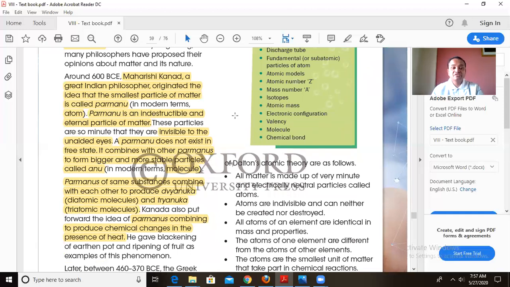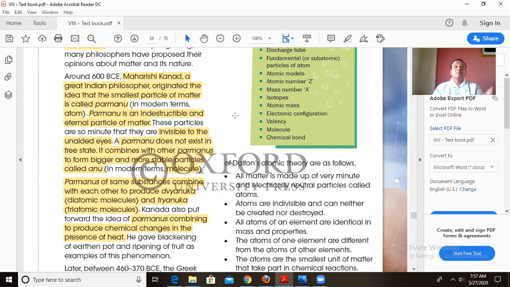Parmanus of the same substance. Suppose hydrogen is a substance. So the Parmanu of one hydrogen will combine with the Parmanu of another hydrogen. Two Parmanus of hydrogen will combine together to produce the Divyanuka. That is a diatomic molecule. Divyanuka means two Parmanus. So it's a diatomic molecule in today's language.